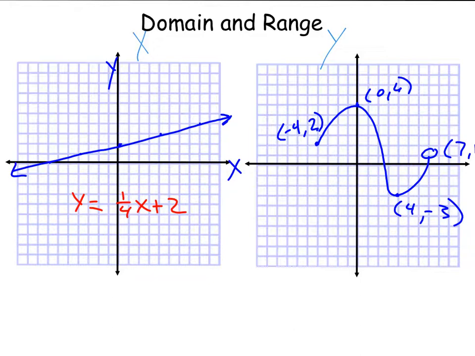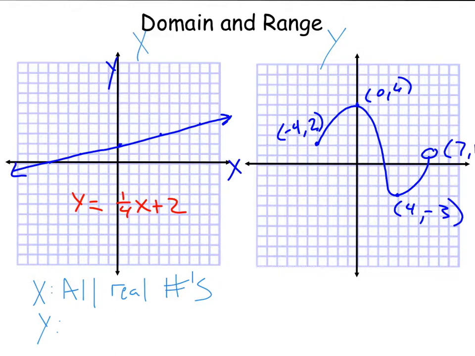If you have something like the line that we see on the graph to the left here, it's got arrows on both sides, and that arrow is going to continue to go farther and farther to the left and farther to the right, which just means that for our domain, x can be any real number. There's no restrictions on it.